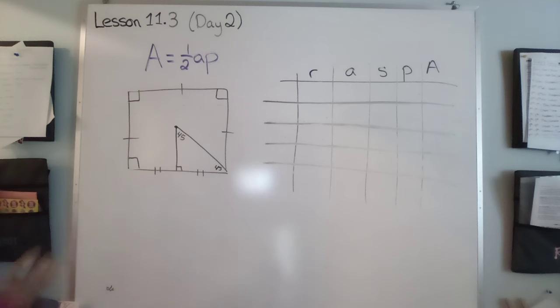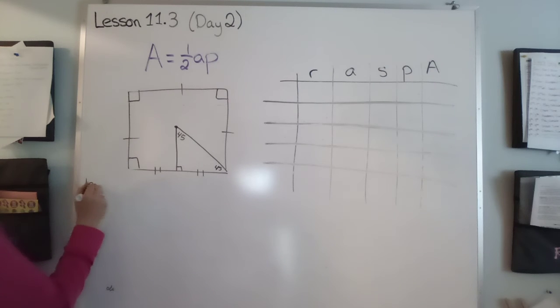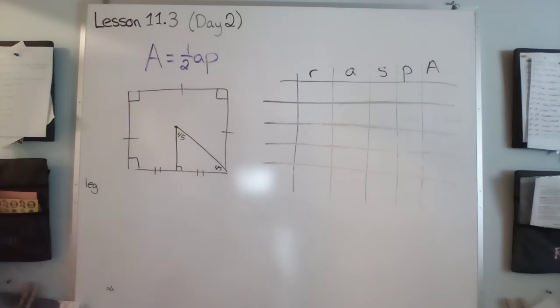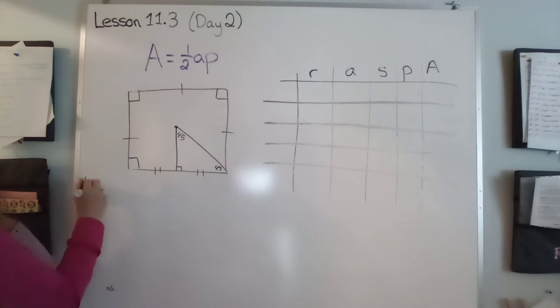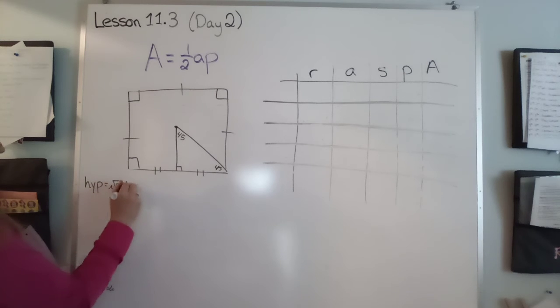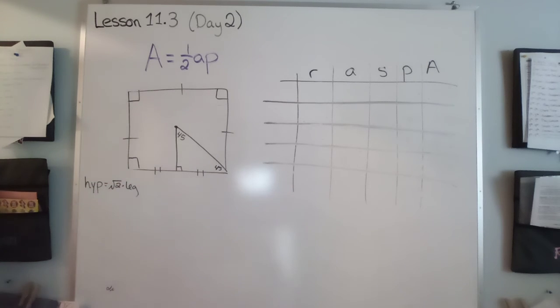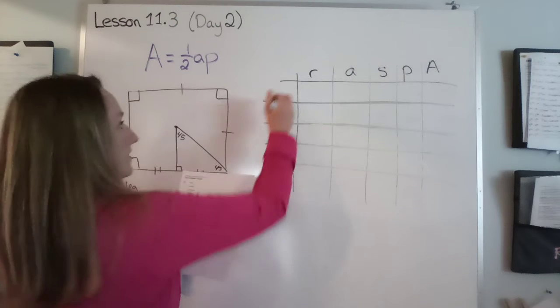So for 45, 45, 90, remember, oops, sorry, that's not what I wanted to write. Your hypotenuse is equal to root 2 times the leg. Okay, your legs are equal. Okay, so this is the information that's unchanging in your chart. We have problems 6, 7, 8, 9.